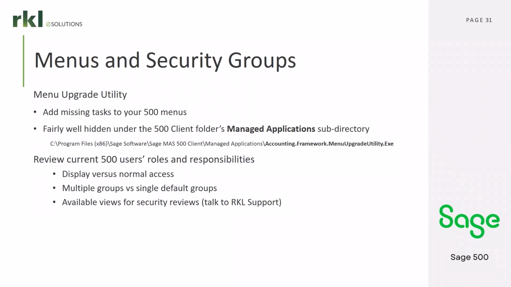If you've been on the software for a while, it's good to come back and review your security, specifically for segregation of duties. If a user is in multiple groups, the highest permission will apply to that user. Segregation controls tend to become less stringent the longer you're on the software, and you should review this periodically. And again, RKL has views to help you identify these.